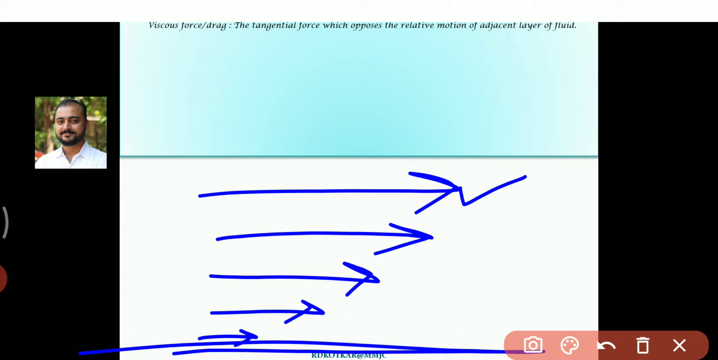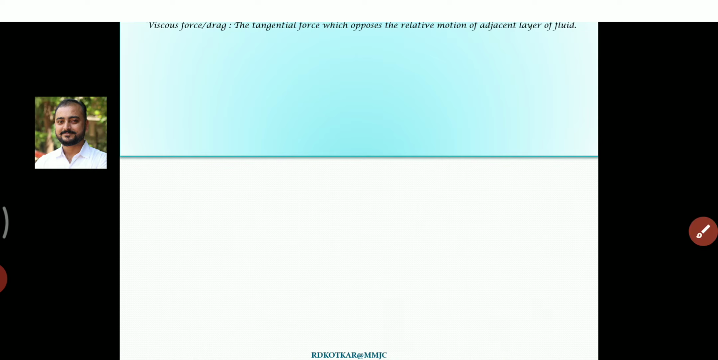Okay, and why does this happen? Suppose this one has a speed of 20, this one has 18, this one has 16, this one has 14. Why does this occur? Because of the tangential force acting on a layer which opposes the relative motion between the adjacent layers. And this is nothing but your viscous force or viscous drag.